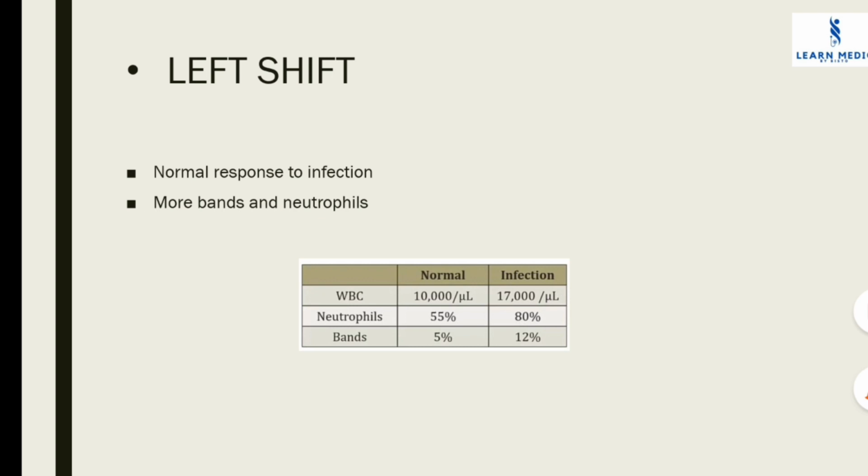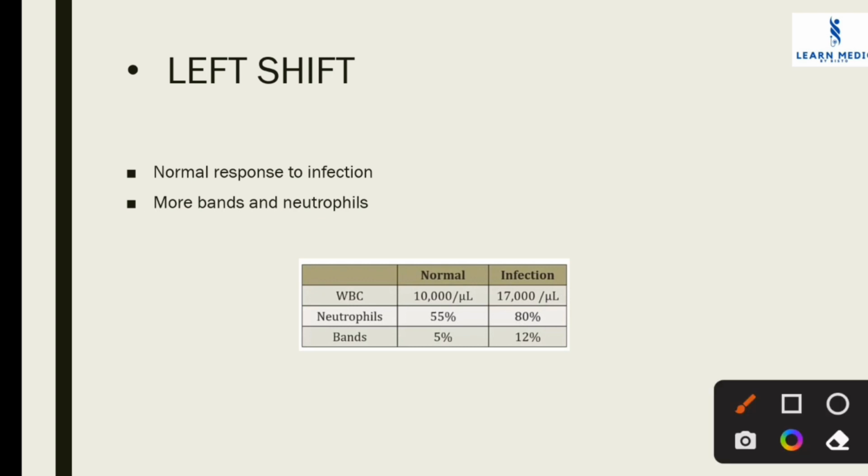And during the discussion of leukocytosis, we have to mention the very main thing, which is the left shift. It is a normal response to infection, in which more bands and neutrophils are formed. Here we can see there is a left shift during infection. The WBC count goes from 10,000 to 17,000, neutrophils change from 55 percent to 80 percent, and bands change from 5 to 12. So it is a normal response to infection.